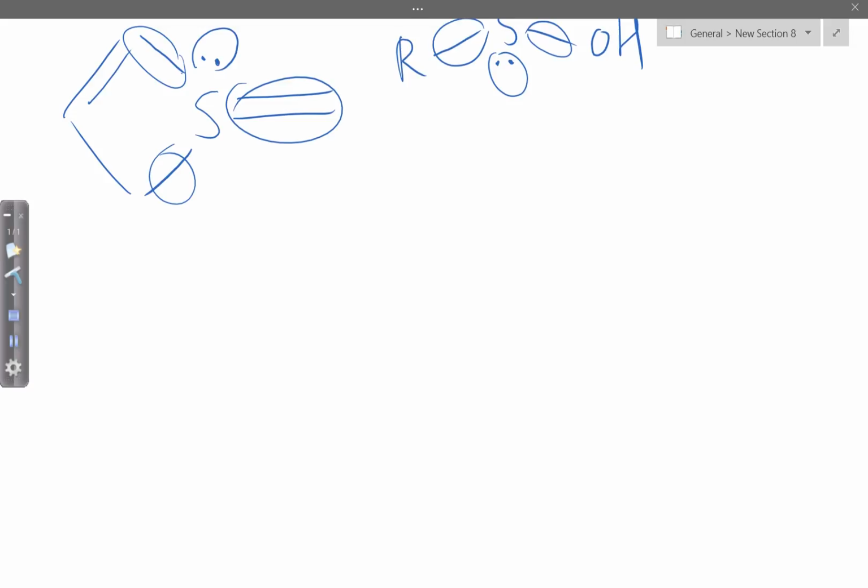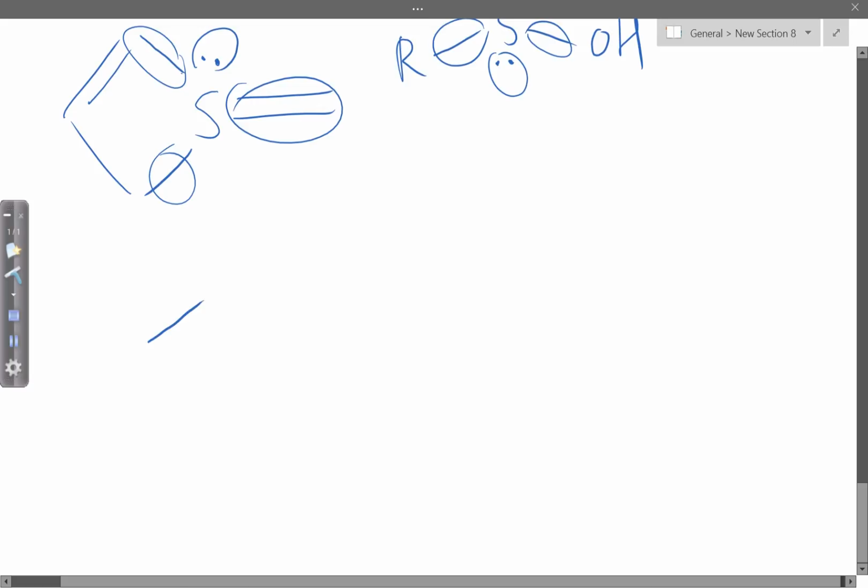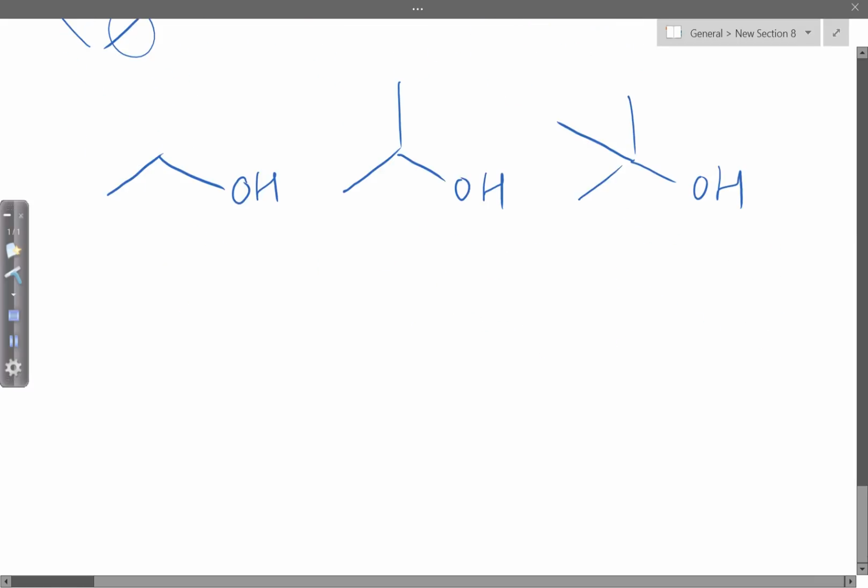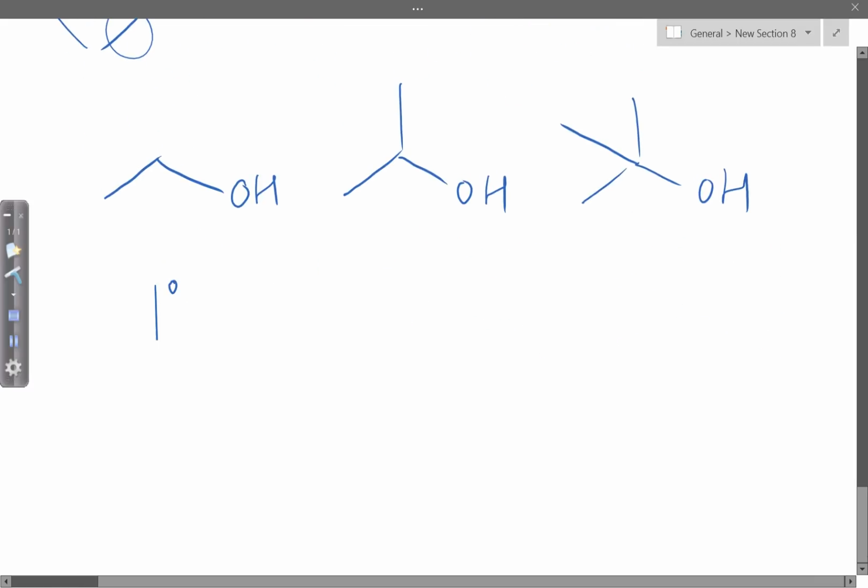Not sure. Let's say I have these three formulas, right? This kind of alcohol is known as a primary alcohol. This is a secondary. This is a tertiary, right? How do I tell? I just have to ask myself, how many carbons are attached to this carbon?